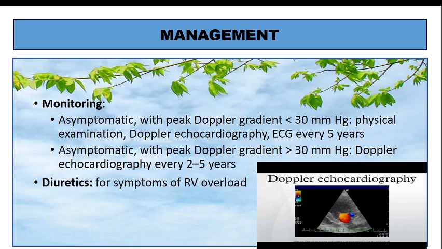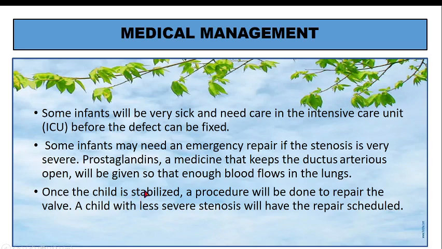Then diuretics have to be given if there are symptoms of fluid overload. Okay, diuretics will be given. Now in medical management, we know that for this the child has to be managed in the ICU. Then the child will get prostaglandins. Prostaglandin will make the ductus remain open. And third, once the child is stabilized, a procedure will be done to repair the valve. The child with less severe stenosis will have the valve repair scheduled. So, there are different procedures.